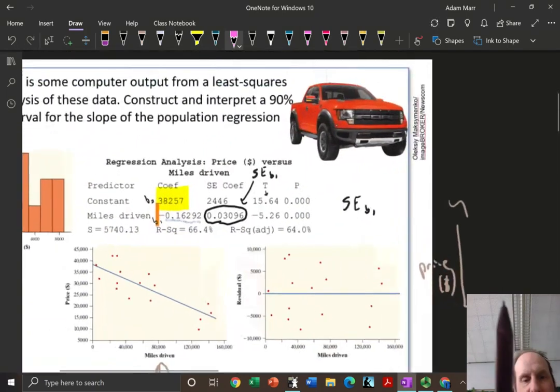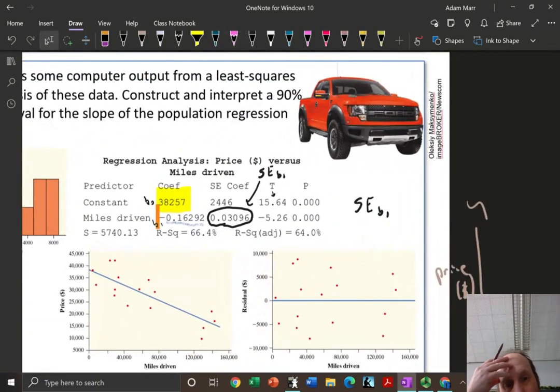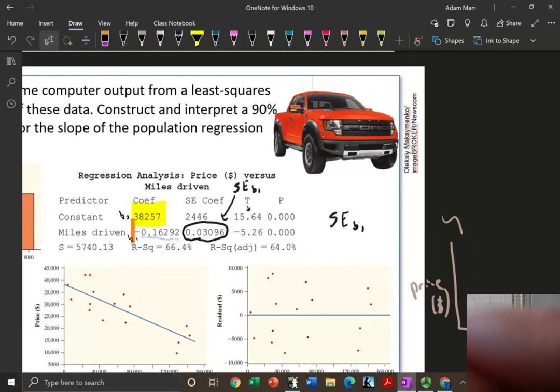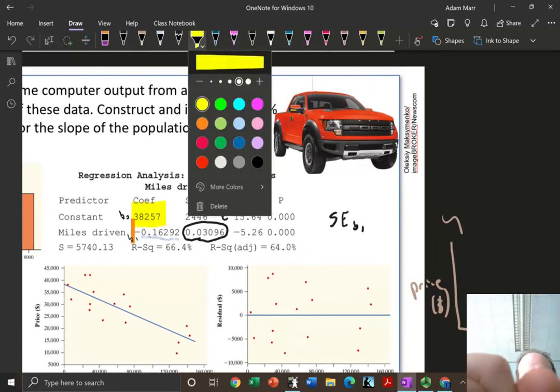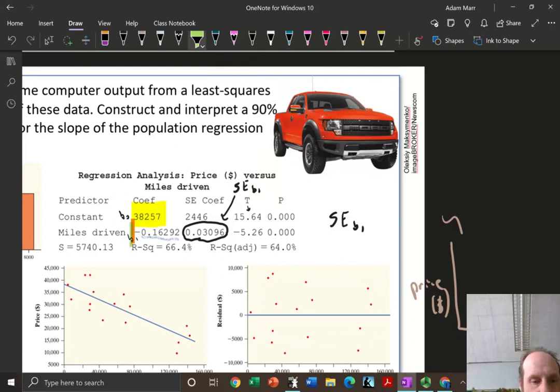All right, and so just make sure that you understand how to read these Minitab tables. This right here represents the slope. The one in yellow represents the y-intercept. And the standard error of the slope is right next to it, under the standard error column. We'll use the P and the T for when we do a test. For a confidence interval, we only need these 3 right there. That was all we need.